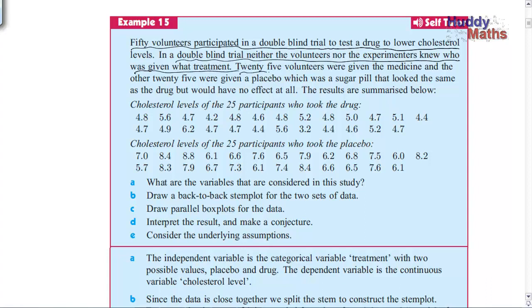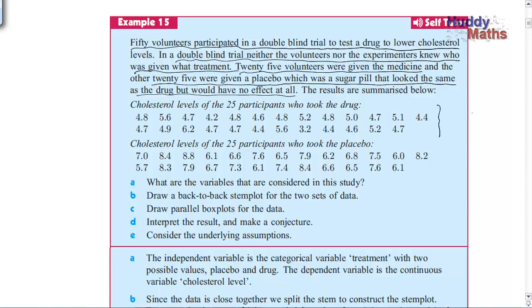So we've got 25 volunteers were given the medicine, and the other 25 were given a placebo, which was a sugar pill that looked the same as the drug, but would have no effect at all. The results are summarised below. So, in other words, you can't let the people or the experimenters have any psychological advantage and maybe help the drug work or something. They don't know whether they're getting it or not, so they're all equal. Get the idea. So here's the first set of data.